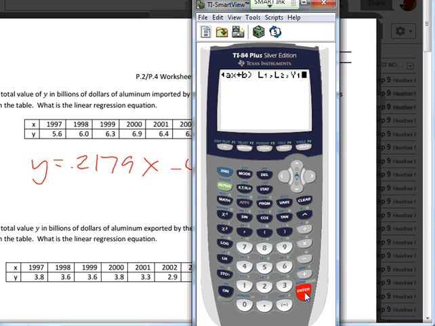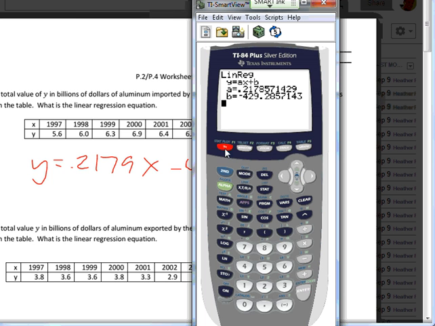So let's look back at what we did here. We said linreg L1, comma, L2, comma, y1. What that's going to do then is take data off L1 and use it for x. Take data off L2 and use it for y. And it's going to put the resulting equation into y1. I hit enter. And now it looks exactly the same as last time, except now let's go to y1.